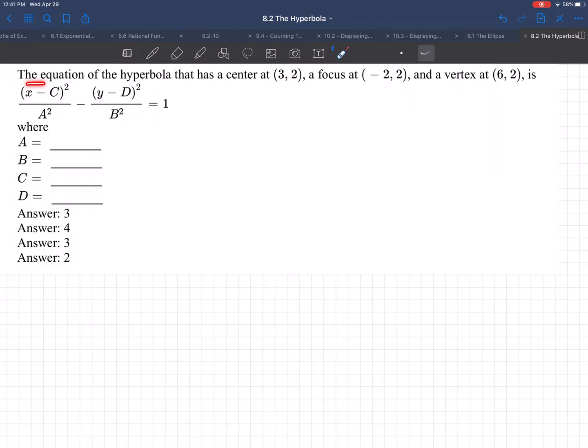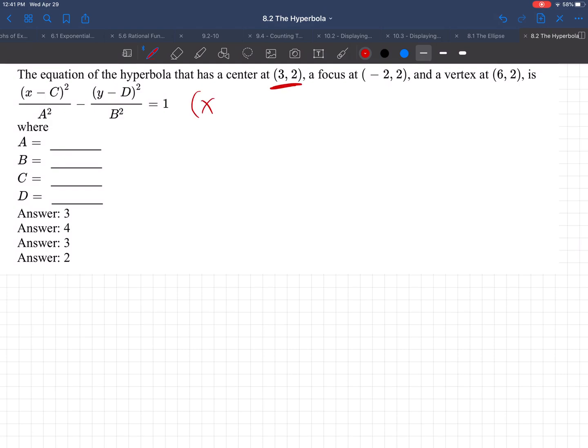Okay, so the equation of the hyperbola has center (3, 2), focus (-2, 2), and vertex (6, 2). And they're giving us the general setup. They want us to find the A, B, C, and D. The A and the B are the numbers down here, and the C and the D are the numbers for the center.